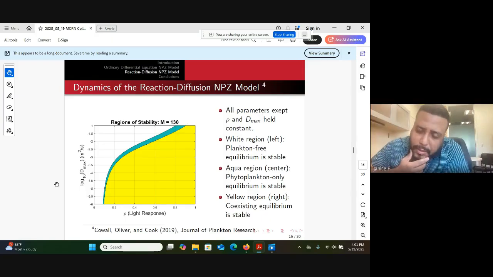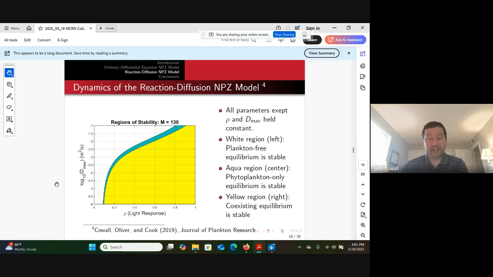So the bifurcation diagram is showing the stability of your steady states, or stability of something else? Of the steady states, yes. I should say the white region is where the only one that exists is the plankton-free one, and it's stable. And in the aqua region, phytoplankton-only and plankton-free both exist, but only the phytoplankton-only one is stable. And in the yellow, all three exist, but only the coexisting equilibrium is stable.